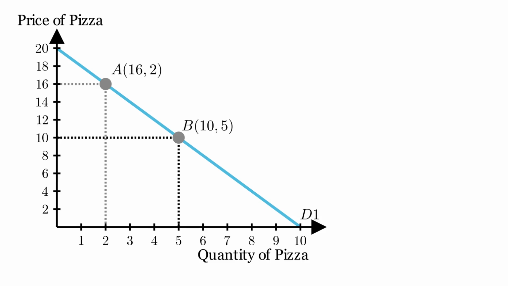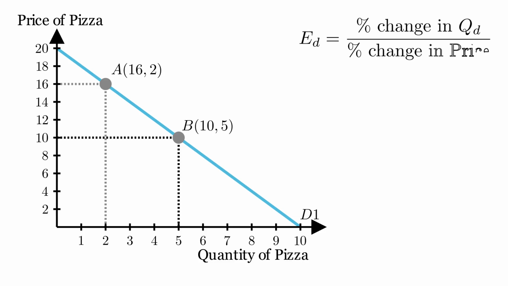As you can see, a change in price has caused a change in quantity demanded. So far we have described this change in units, but elasticity uses percentage changes. Elasticity of demand helps us analyze how much quantity demanded changes in percentage terms when price changes by a certain percentage, such as 1%, 2%, or 5%. A simple formula for elasticity of demand is shown on the screen. Elasticity of demand is equal to percentage change in quantity demanded divided by percentage change in price.